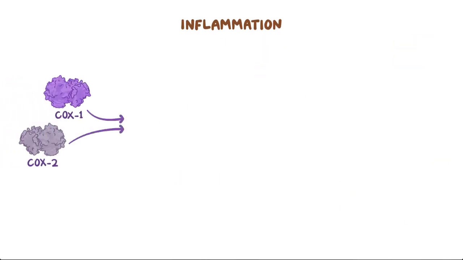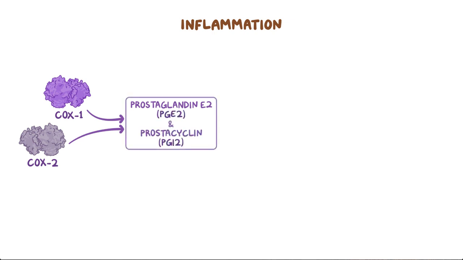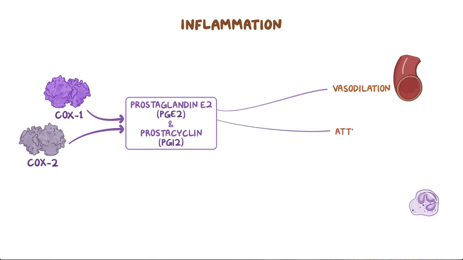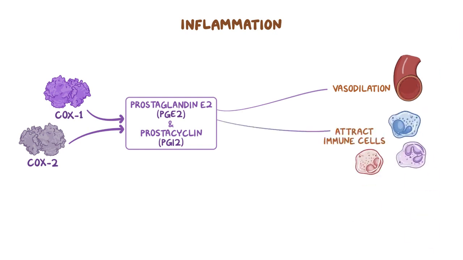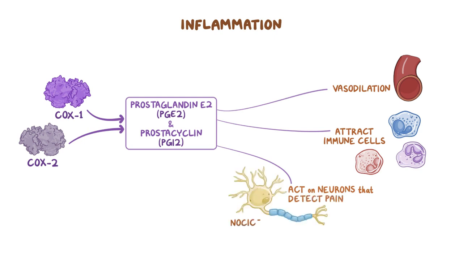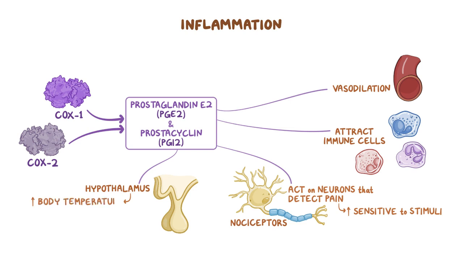Both enzymes produce prostaglandin E2, or PGE2, and prostacyclin, or PGI2, which cause vasodilation and attract different immune cells to the area. They also act on neurons that detect pain, called nociceptors, and make them more sensitive to stimuli by lowering their threshold for activation. Finally, they stimulate the hypothalamus to increase the body temperature, causing fever.